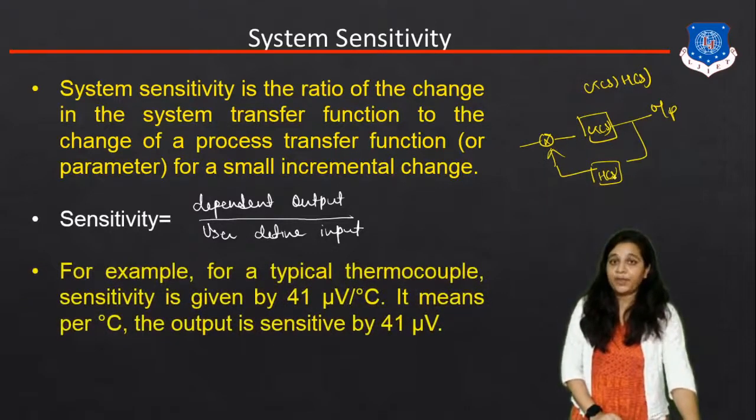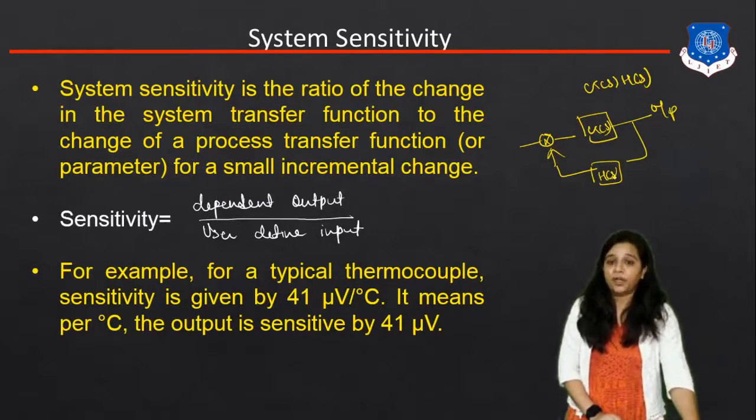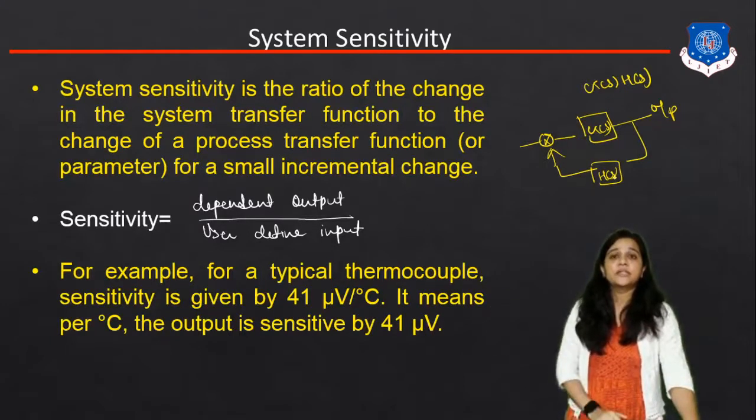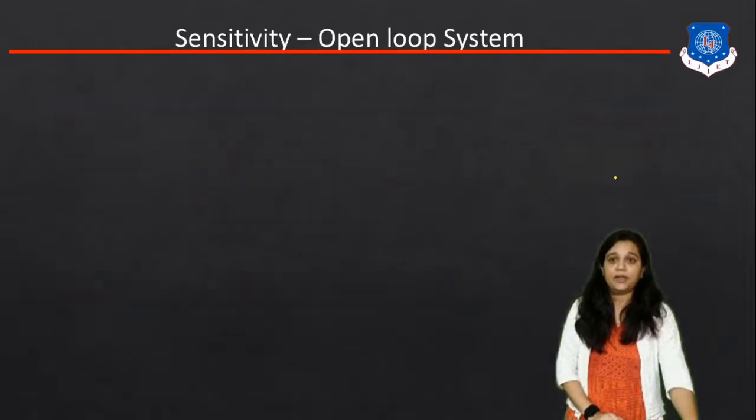For example, if we take a typical thermocouple, the sensitivity is given as 41. It means 41 per degree Celsius of output sensitivity. So depending upon the input given to the system, we can decide the sensitivity.